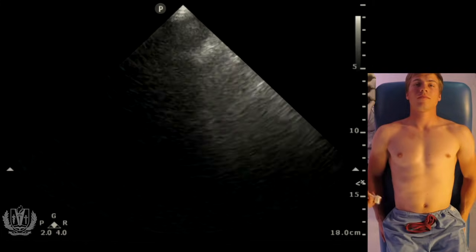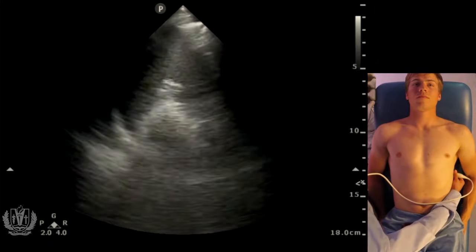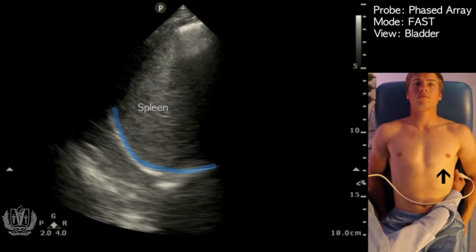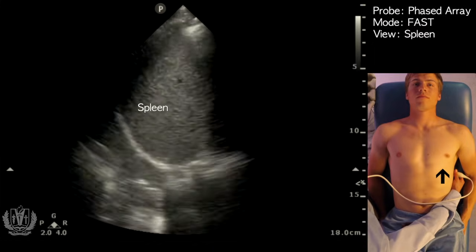The next scan you're going to do is the left upper quadrant scan. So this is knuckles to the bed, looking for fluid around the spleen. And here we see the spleen. And the fluid doesn't track between the spleen and the kidney usually unless there's rupture of the splenorenal ligament.